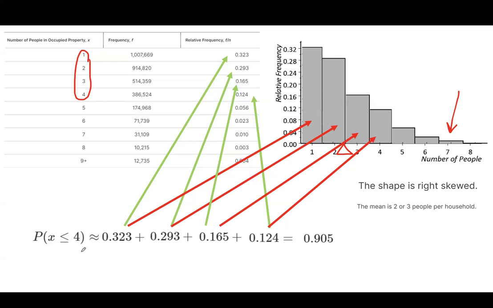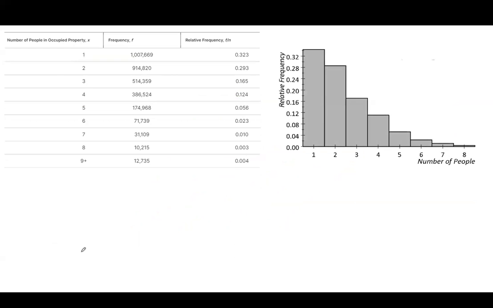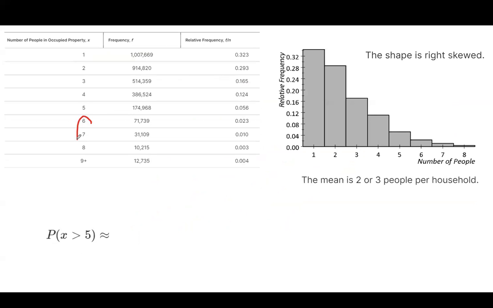Let's take a look at another question. Suppose I ask you to find the probability that X is more than 5. What is the probability that you have more than 5 people living in those properties? You have 6 or 7 or 8 or 9. So you have to add all of these probabilities together. There is no intersection between them. People who live in one property are not living in a second property. They live in just one property. So there is no intersection.